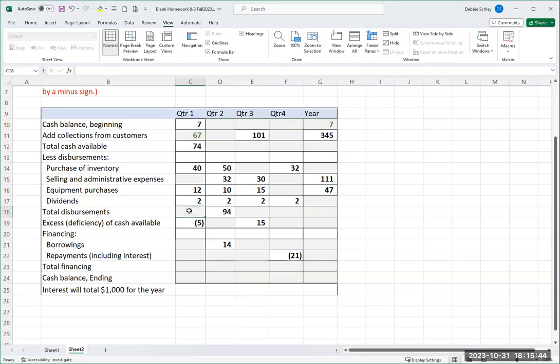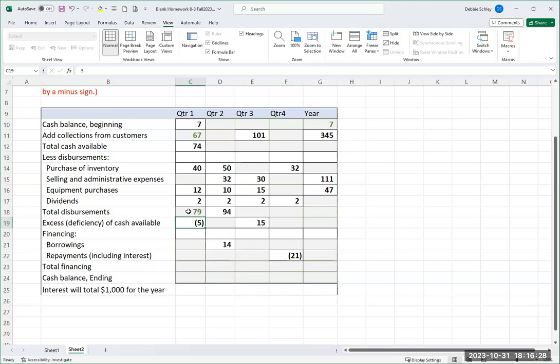And so if I take that 5, so I did a negative and then reference this cell, so that would make it a +5. So I'm taking 5 plus the total cash available. That gives me my total disbursements, okay? Because if I disperse 79 and I only had 74, I end up with -5. So that's how I know that is right, because 74 minus 79 equals -5. And that's how I figured that one out.